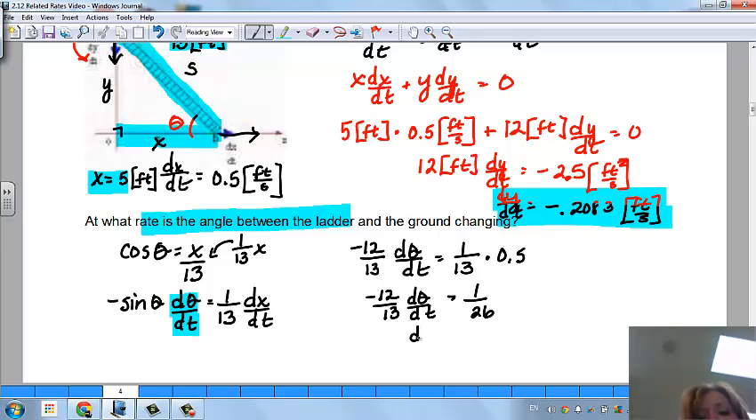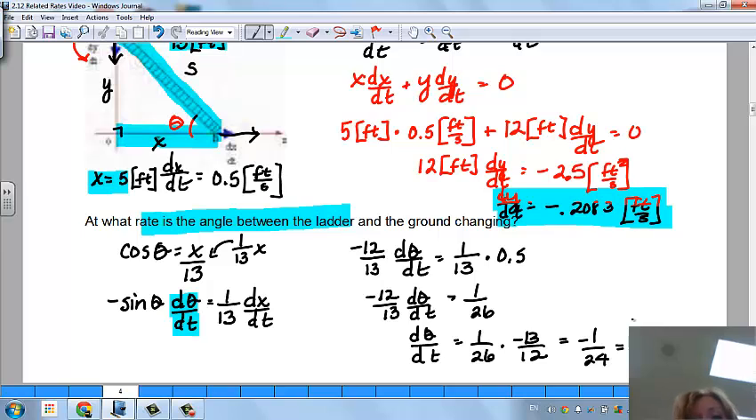And if I multiply both sides by negative 13 over 12, I can solve for d theta/dt. This comes out to be negative 1 over 24, or negative 0.041667 radians, and it's going to be per second because that's the unit of time. So that's our answer. So that's how you use angles. Well, there are two problems for related rates, and I'm going to have other videos with more.